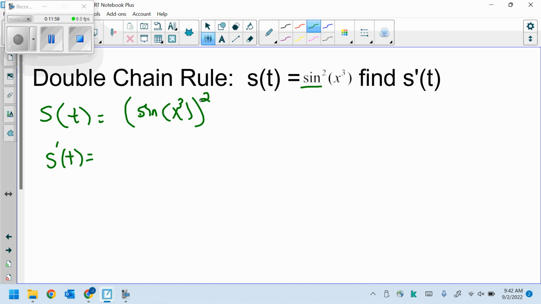Now, derivative of the outer, don't mess with the inner. I've got to bring the 2 around front. I've got to leave the term with the variable without any changes. Don't mess with it. And then decrease that exponent by 1. So there's a sine to the first power times the derivative of what's inside. And what's inside? Well, the derivative of this is going to require a chain rule as well. Derivative of the outer, don't mess with the inner, times the derivative of what's inside.